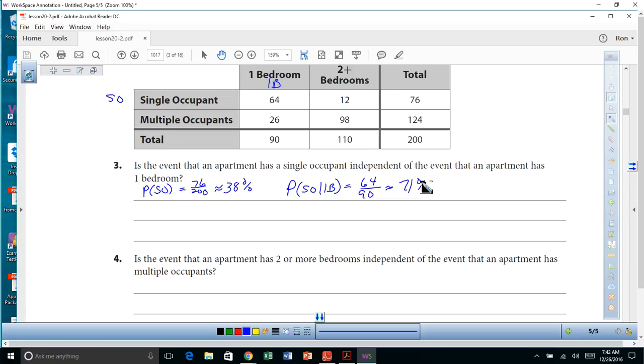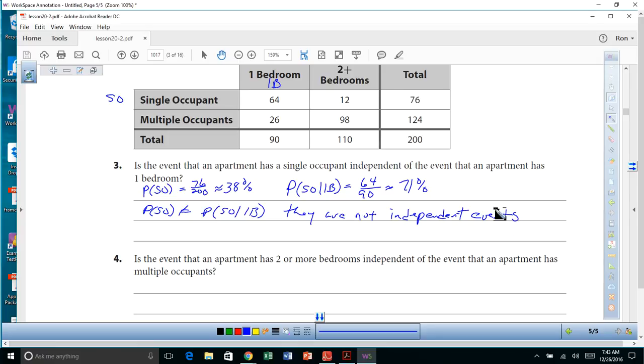Since the probability of single occupant is not equal to the probability of single occupant given it's one bedroom, they are not independent events.